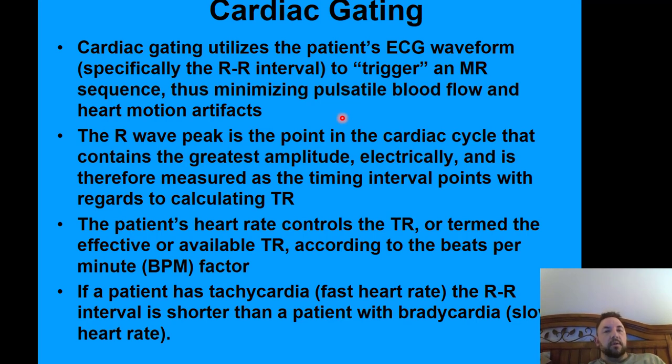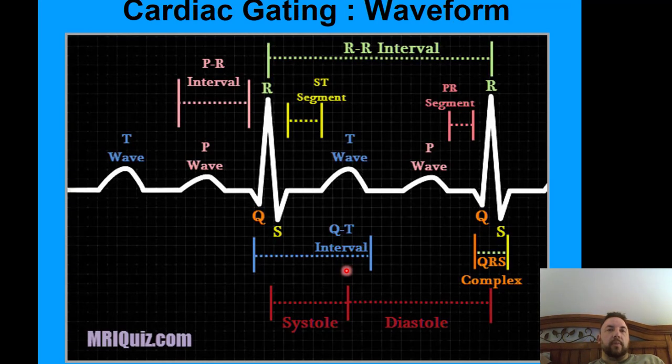Heart rate controls the TR, or termed the effective or available TR, according to the beats per minute. If a patient has tachycardia, the R-to-R interval is shorter than a patient with bradycardia, the slow heart rate. Brady bunch or a slow bunch.